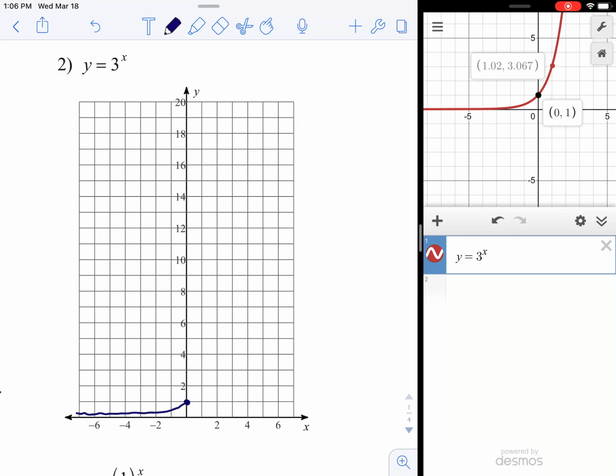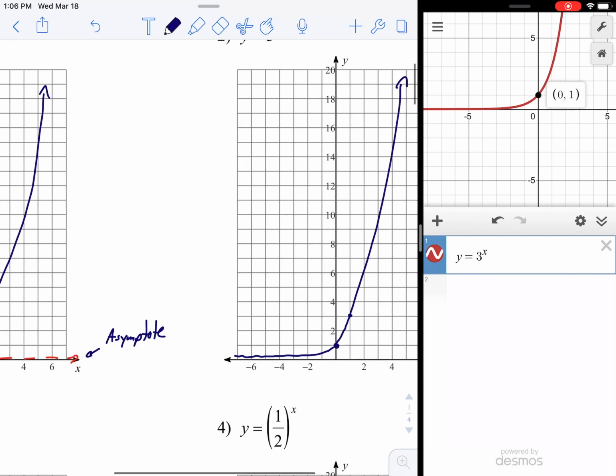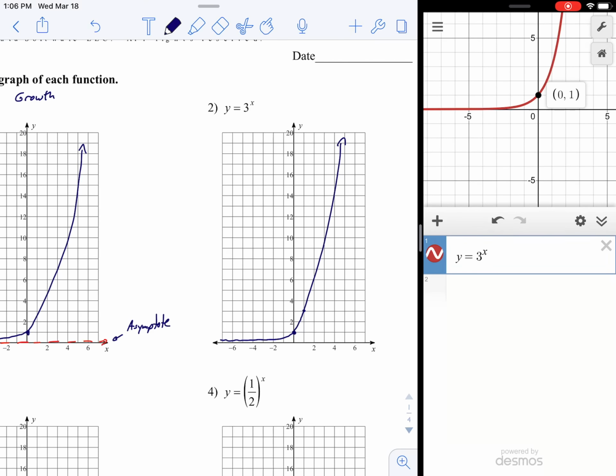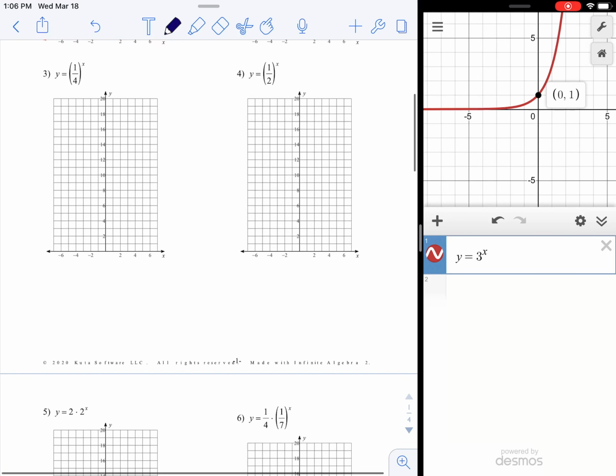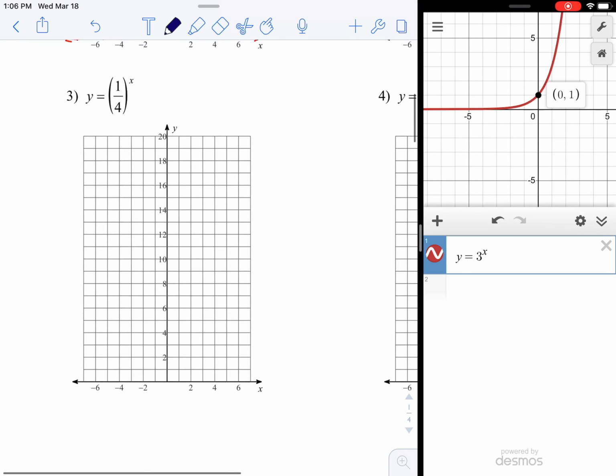This time (1, 3) is on the graph instead of (1, 2). So technically speaking, having a 3 here instead of a 2 makes the curve steeper. Like if it's a rocket, it's just going a lot faster than this other graph. But if you're ballparking it, the graphs look pretty much the same. You just try to make, the bigger this number is, the steeper you make your graph. So there's the first two. The next two have fractions as bases.